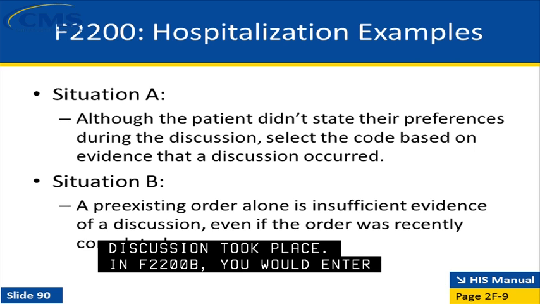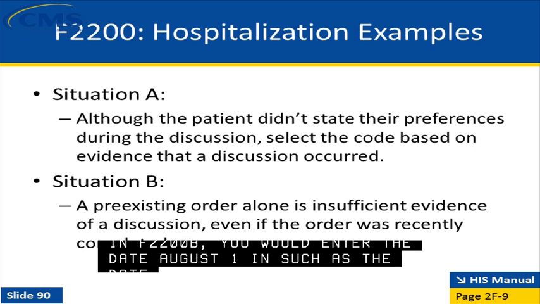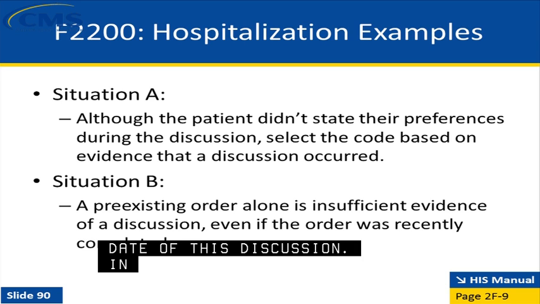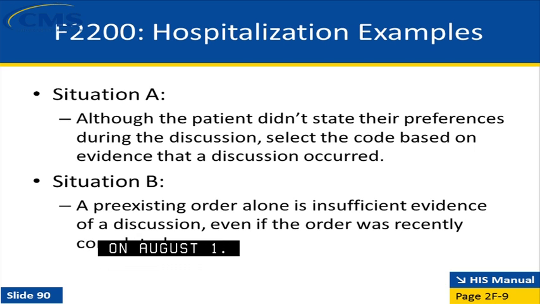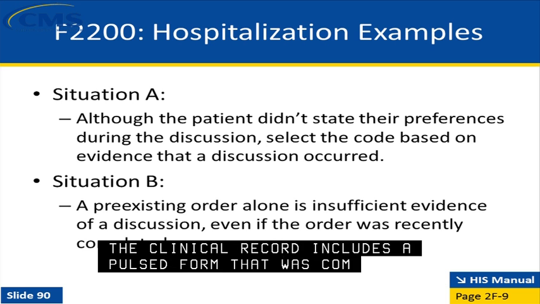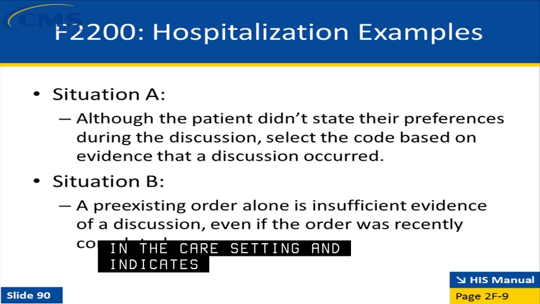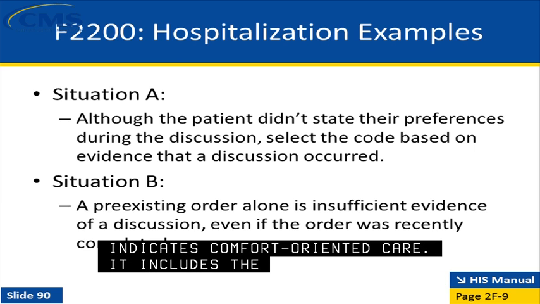In situation B, you have a patient that was also admitted on August 1st, and the clinical record for the patient includes a POLST form that was completed in the prior care setting, and it indicates selection of comfort-oriented care and includes the desire to avoid hospitalization. And that POLST form is dated July 15th.